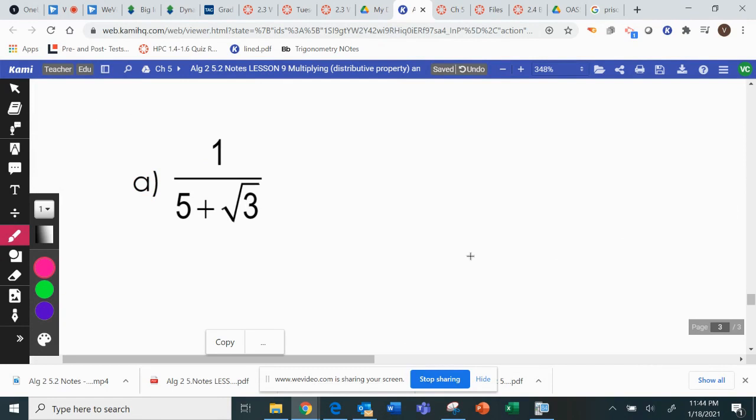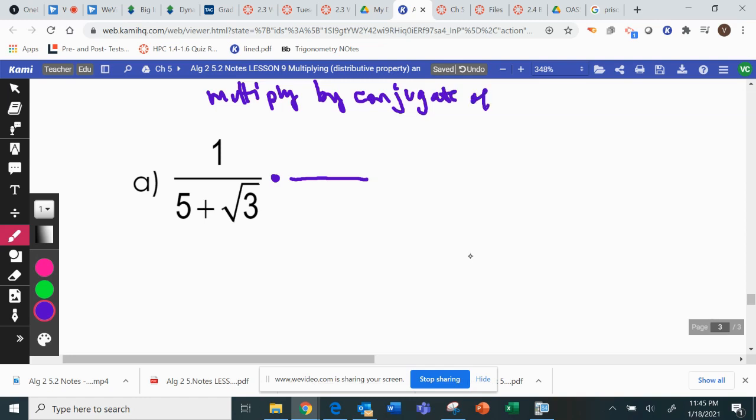So here's my binomial down here. When we go to multiply by a value of 1, that will cancel out the square root in the denominator. We're going to multiply by the conjugate. Multiply by the conjugate of the denominator. So I'm going to be multiplying by 5 minus square root 3 over 5 minus square root 3. That is a conjugate. Same first term, same last term, different signs.